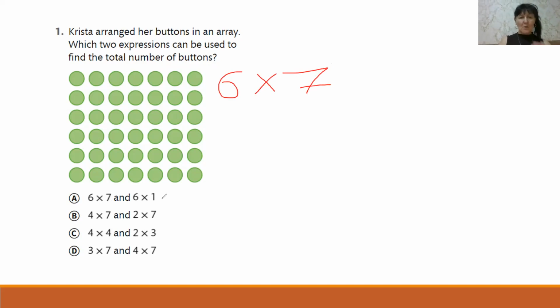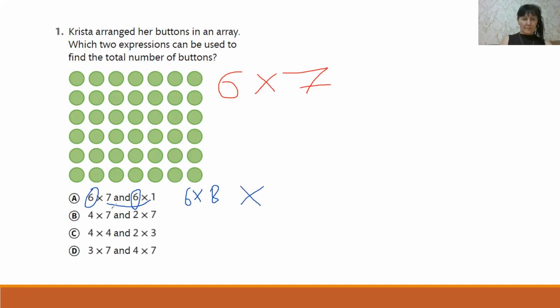In every equation, we are looking for the same factor at the same place. Here I can see 6 at the first place, and here 6 at the first place. So I write 6, and here I can see 7 plus 1 is going to be 8. So here we have 6 times 8, so this is not good.